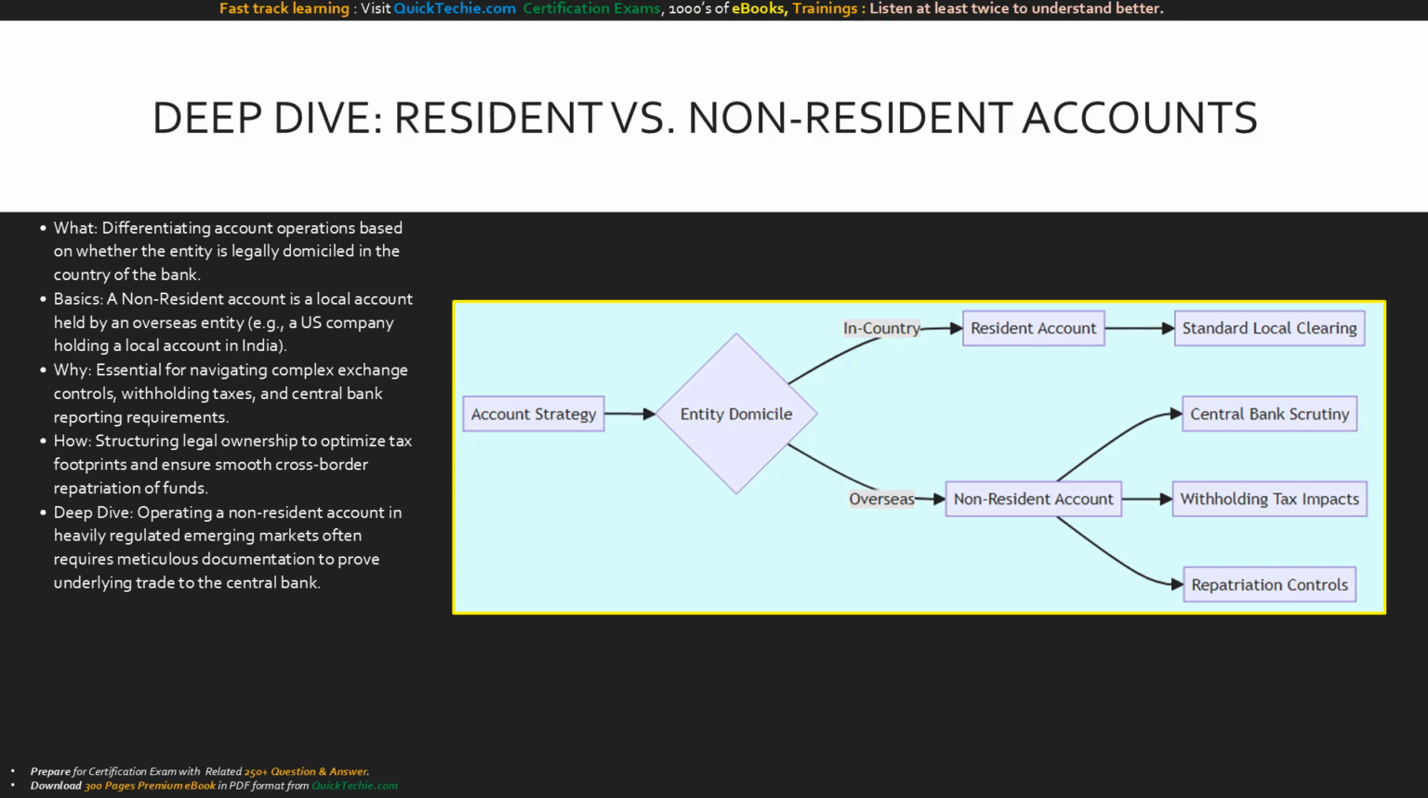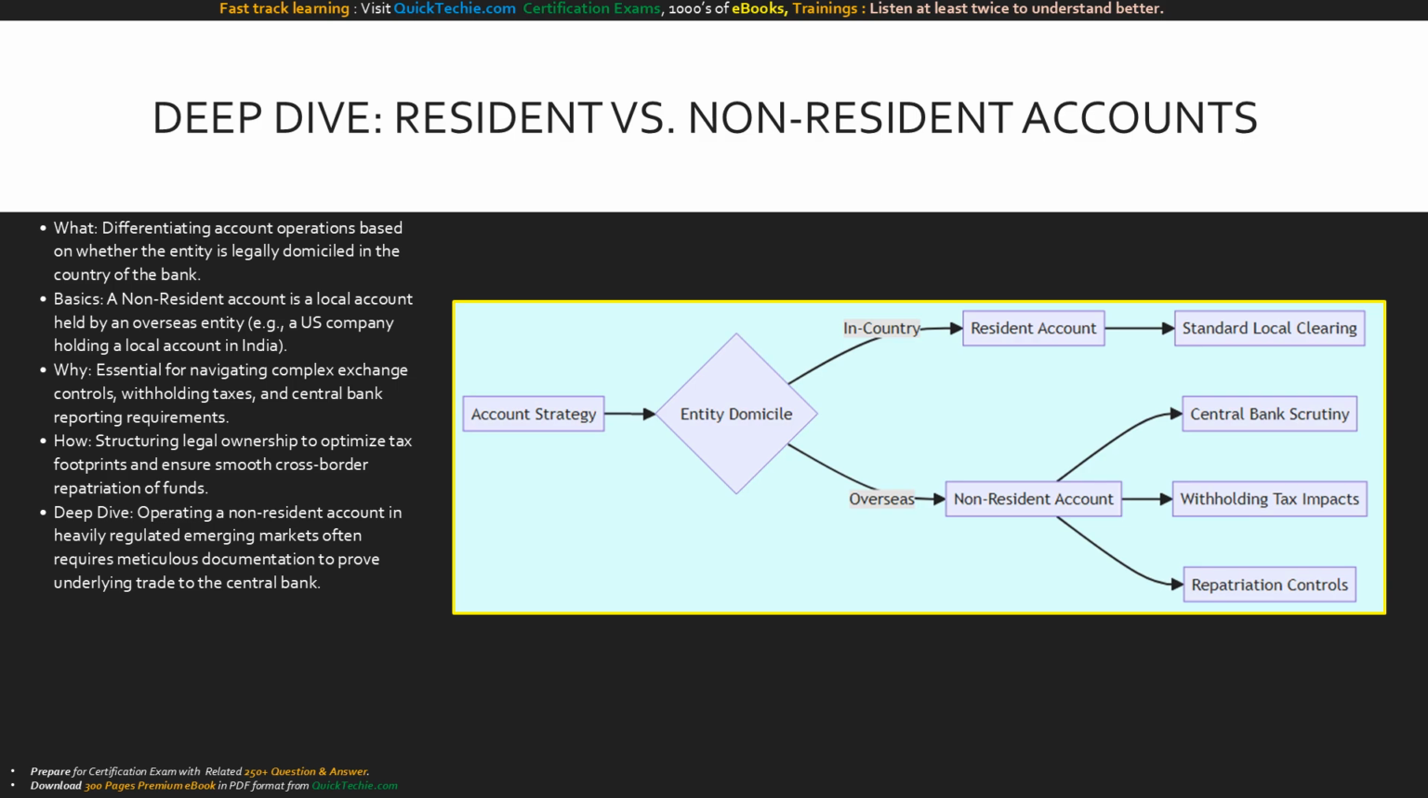To truly master account operations, we must take a deep dive into the legal status of the accounts themselves, resident versus non-resident accounts. What does this mean? It refers to whether your corporate entity is legally domiciled in the same country as the bank account. The basics: if a U.S. parent company opens an account directly in India without an Indian subsidiary, that is a non-resident account.